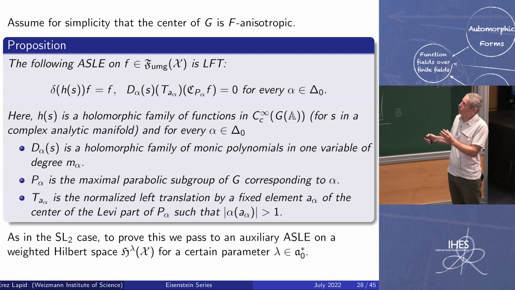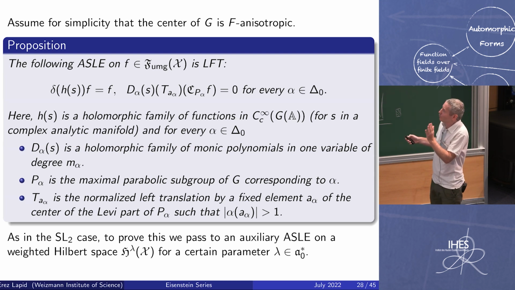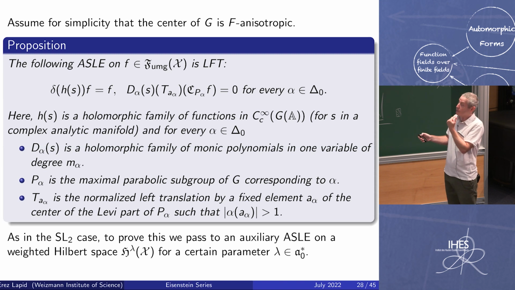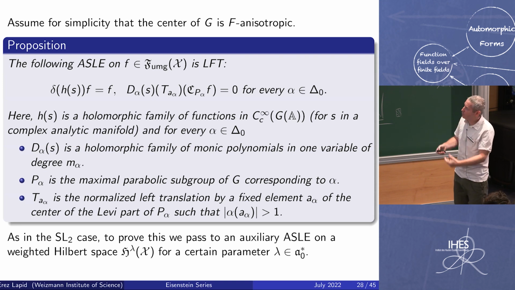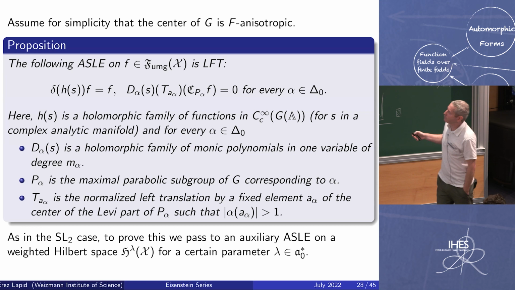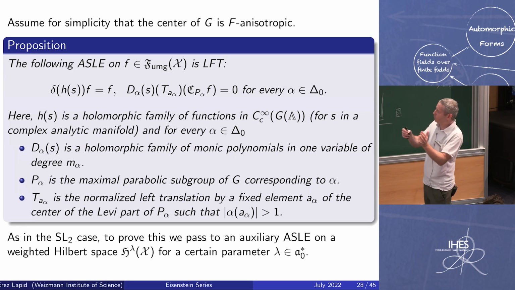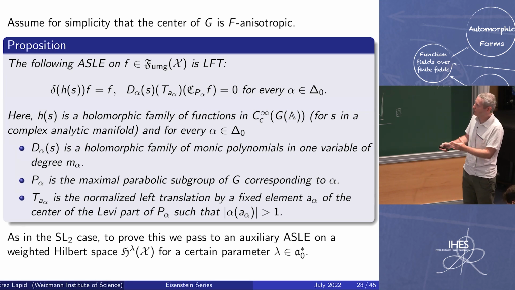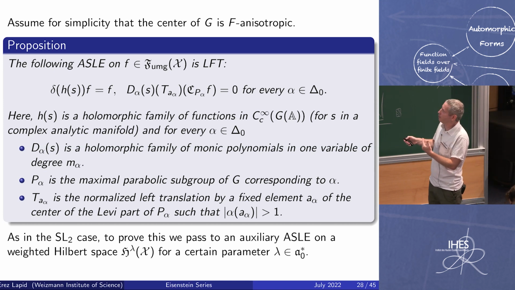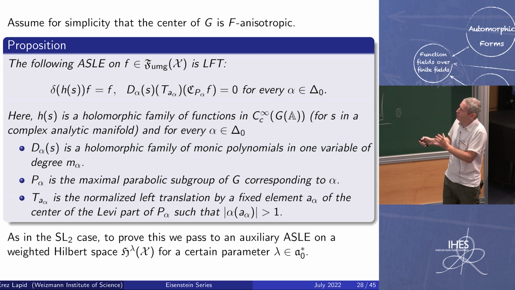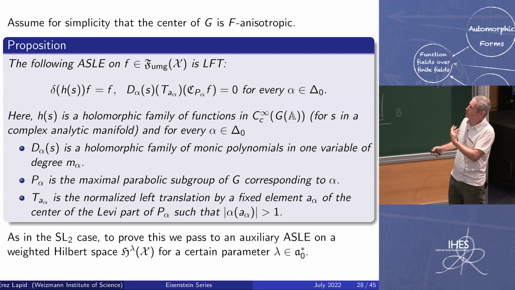I have my automorphic form. Well, a priori it's not even an automorphic form. It's just a function of uniform moderate growth. I take the constant term with respect to the maximal parabolic, so for each simple root. And then I have some polynomial in this T_a alpha. T_a alpha is just the left translation by the center. So I fix some a alpha with, let's say, bigger than 1. And I just apply. So I'm given some holomorphic family of monic polynomials of fixed degree, M alpha. And when I apply these operators to the constant term, it's 0.